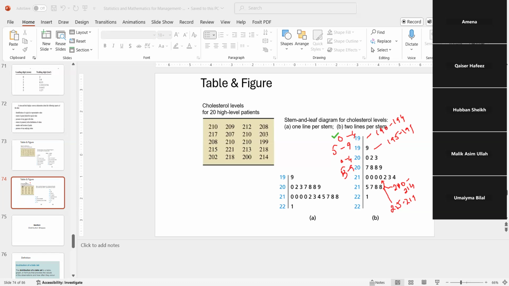It has nothing to do as a hard and fast rule, and may not be adopted in any case if you are not finding it suitable to be applied for your data set. So this is all about the stem and leaf chart. Any questions up till this part?